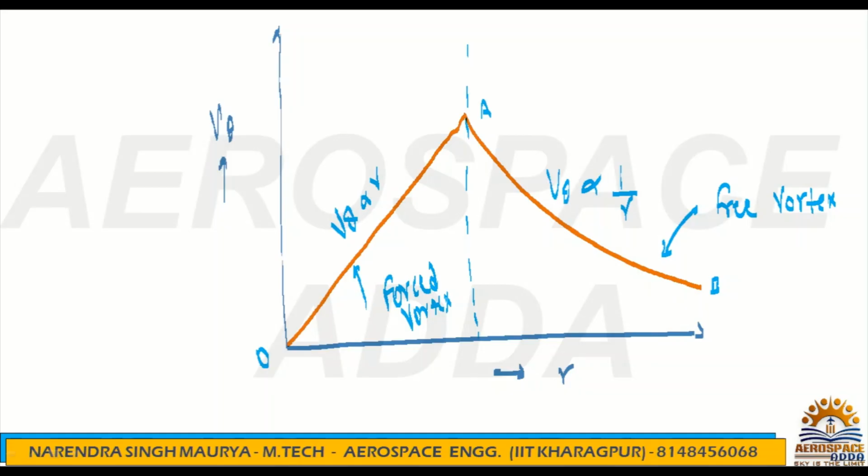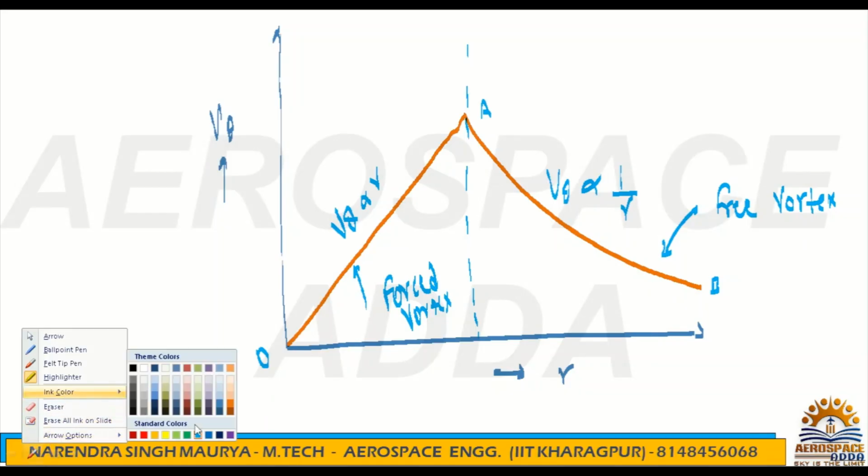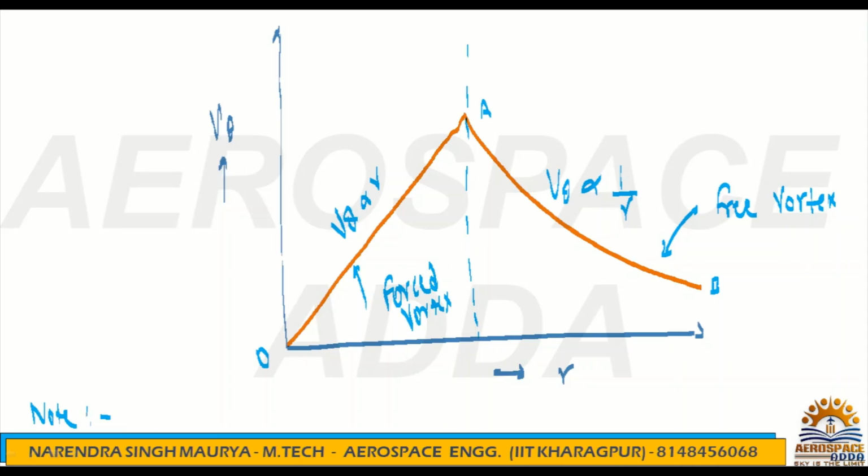Now, if you go for the combined flow, the combined flow is nothing but a tornado, the best example of the forced and free vortex. So I will write a note also here if you want. The note is combined forced and free vortex. If it is combined, then that type of vortex is called Rankine vortex. What is it called? Rankine vortex. This is the important note, so please write it down.